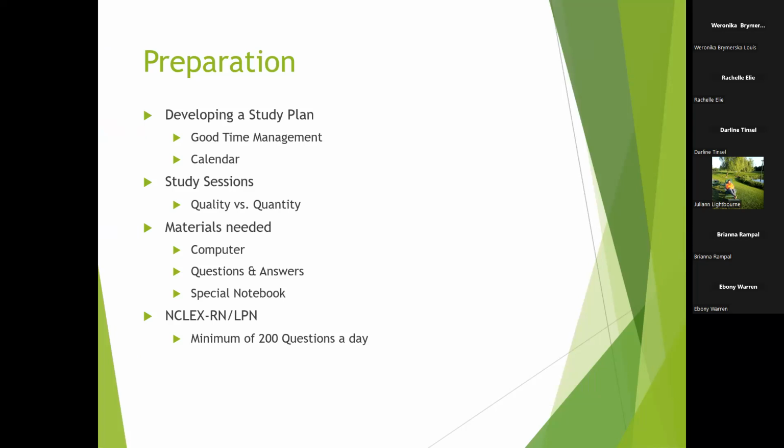Being prepared. So good time management is going to be very, very important for you. Between clinicals and classes and so on and so forth, you need to know when you study the best. Do you study best in the morning? Do you study best at night? And create a calendar, just like you would if you were going to work.